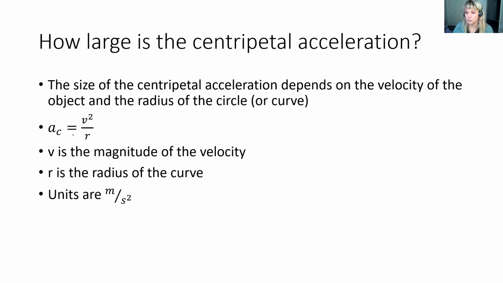In addition, the greater the speed, the more rapidly the direction of the velocity vector changes. So, centripetal acceleration depends upon velocity, and in particular, its velocity squared because of those two effects. It's inversely related to the radius of the circle.